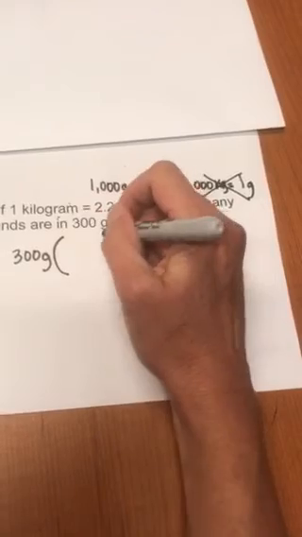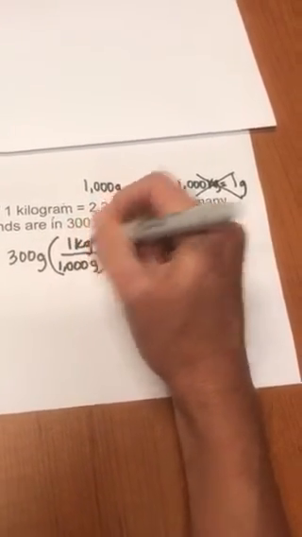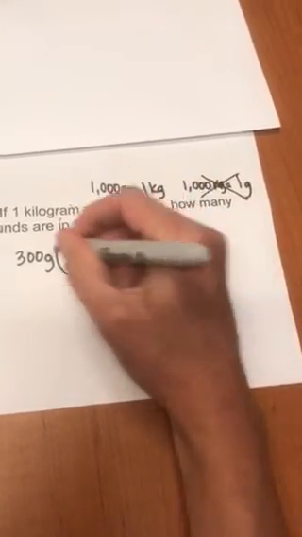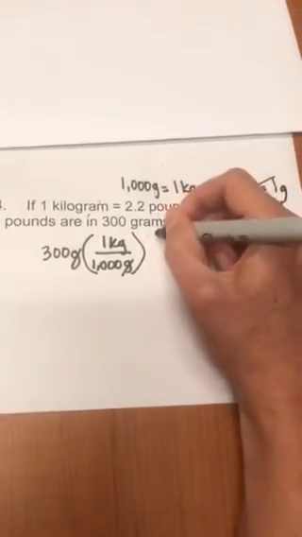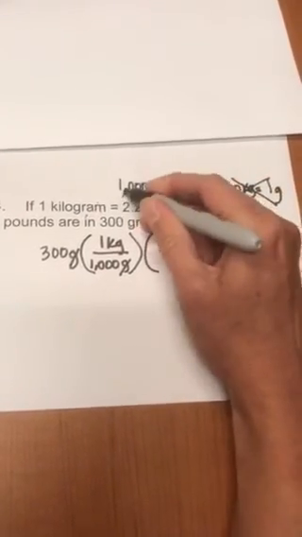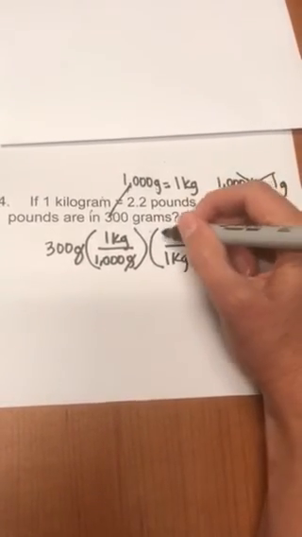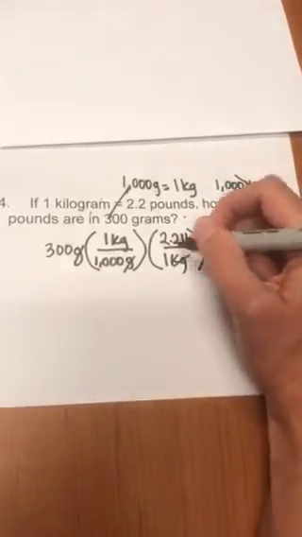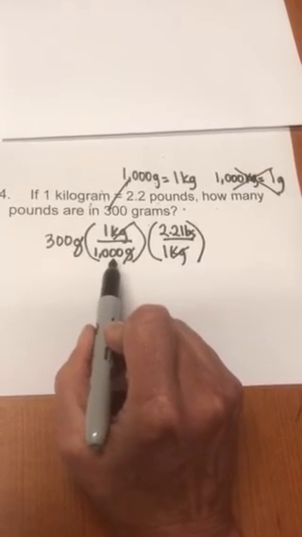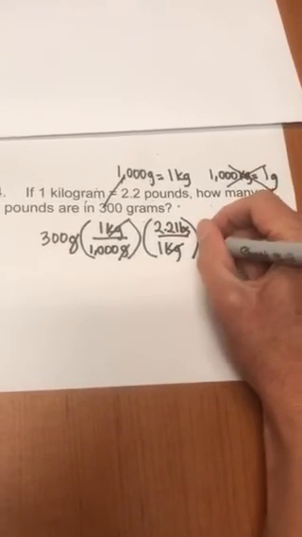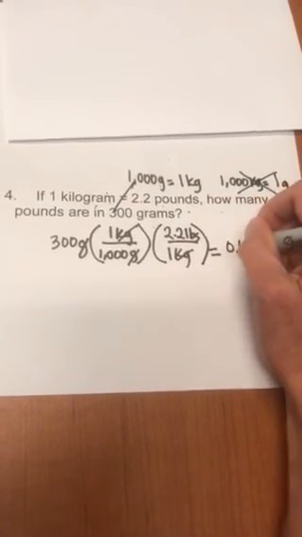So remember, my grams have to go on bottom so I can cancel out grams. So I make that my fraction, divide by grams, they cancel out. Now I can use this. 1 kilogram equals 2.2 pounds. My 1 kilogram goes on the bottom, 2.2 pounds. Now my math becomes 300 divided by 1,000 times 2.2. And if I do the math on that, it's 0.66 pounds.